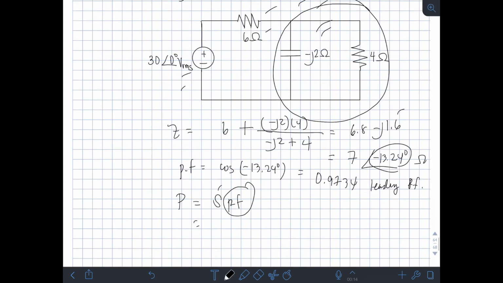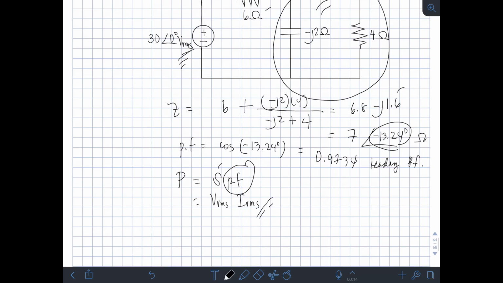Itong S na lang. But itong S is equal siya sa VRMS times IRMS. Okay? So, meron tayong VRMS, right? IRMS na lang. So, paano natin makukuha ito? So, gamitin natin yung Ohm's Law. So, using Ohm's Law, IRMS is equal to VRMS over Z. So, nakuha na natin itong Z, right? Substitute na lang natin. So, yung VRMS equal siya sa 30 angle 0 degree over yung Z in polar form is 7 angle negative 13.24 degree.